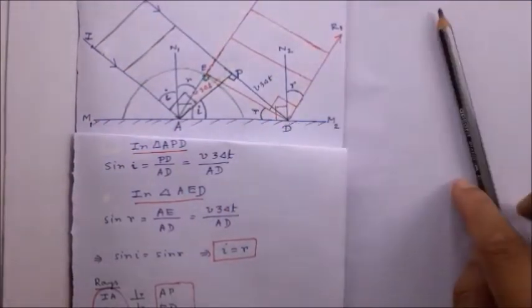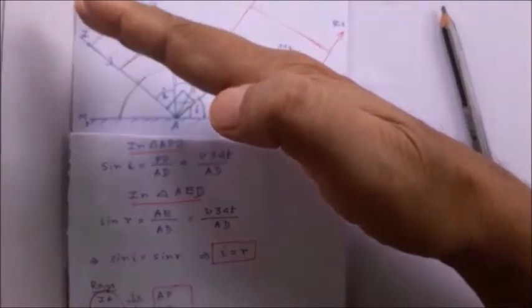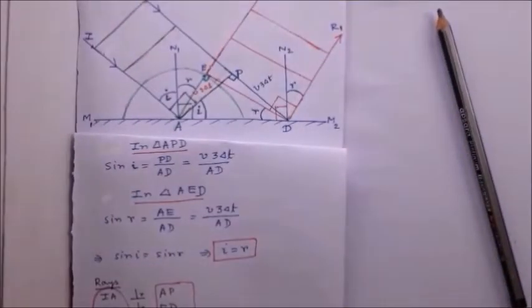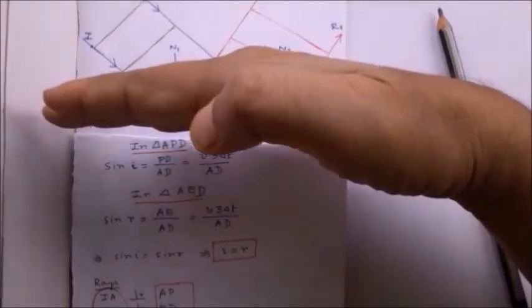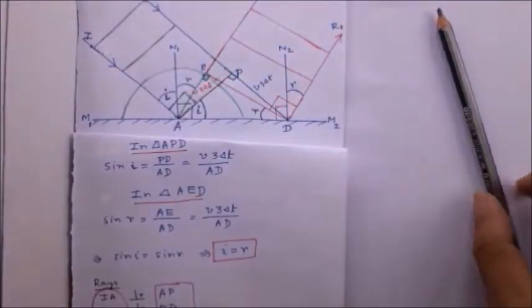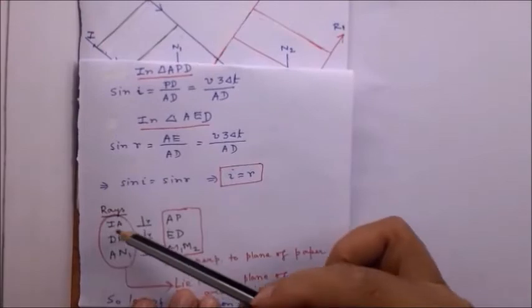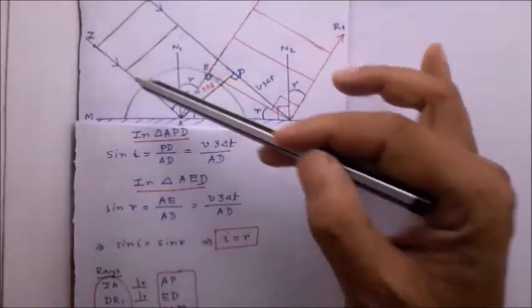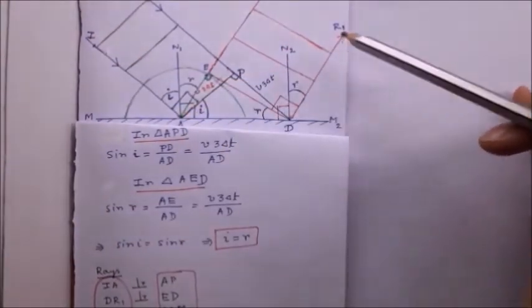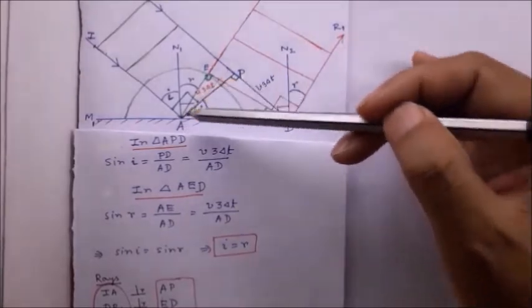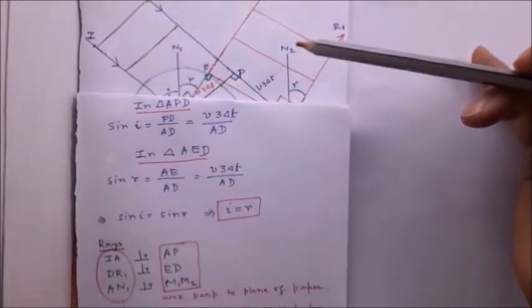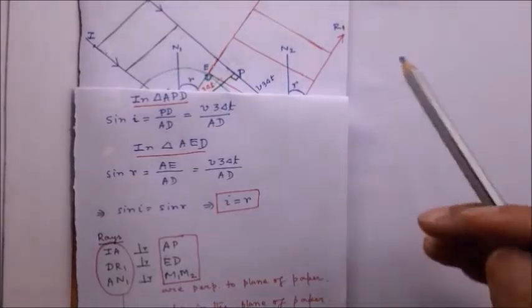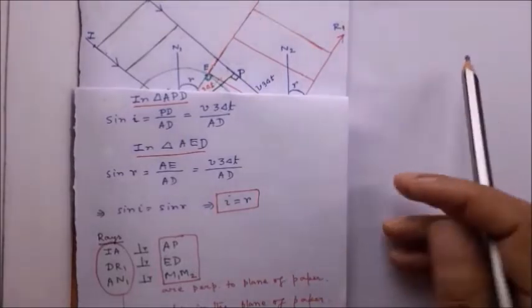ED is perpendicular to the plane of the paper, representing the reflected wavefront, and the mirror M1, M2, they are perpendicular to the plane of the paper. And this means this set, IA, DR1 and AN1, or the normals, they lie in the plane of the paper, or are coplanar. So the law of reflection has been proved.